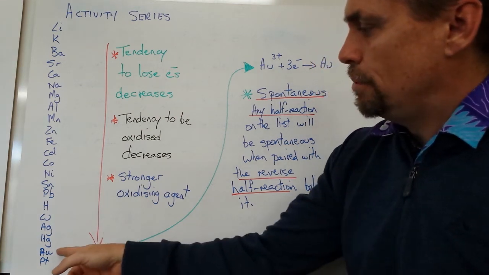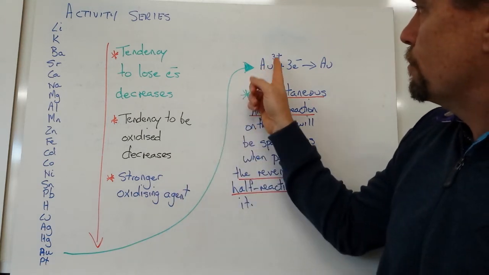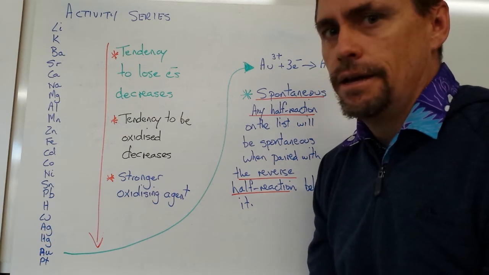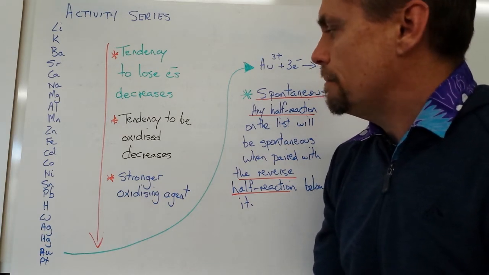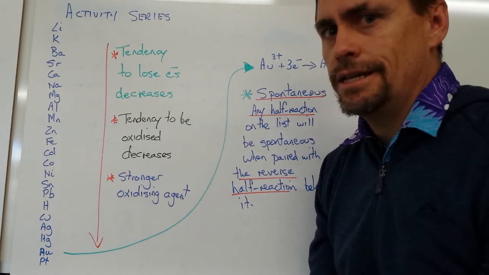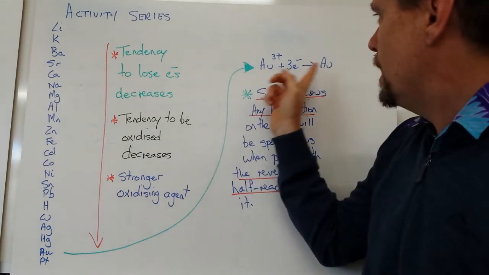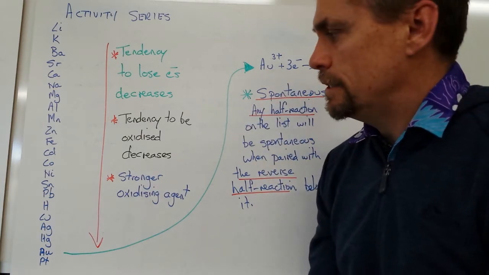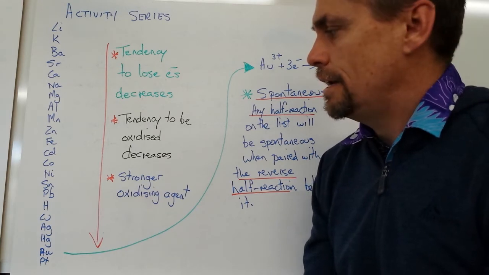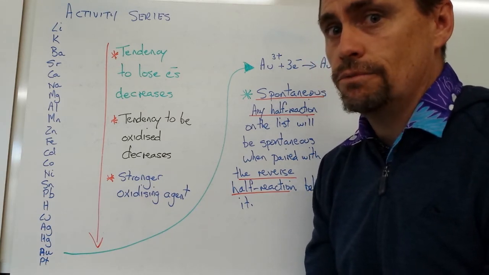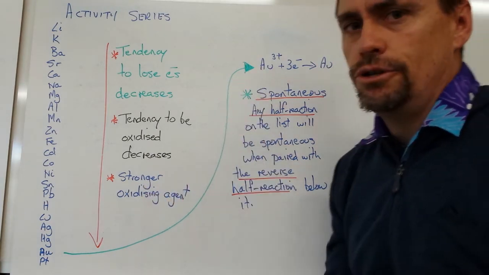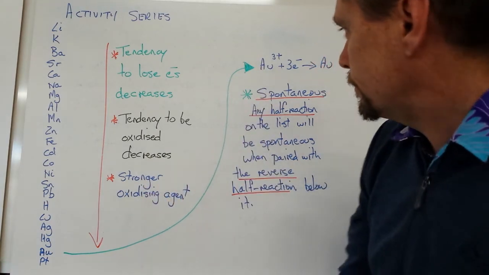So if we take one example, our gold. We have gold 3+ plus 3 electrons forming our gold solid. A much weaker oxidation process. So we say that it's strongly reduced from 3+ to gold. And this is one of the reasons we see these bottom 5 elements existing in nature in their solid metallic forms rather than their ionic forms, because they're more likely to be reduced rather than oxidized.